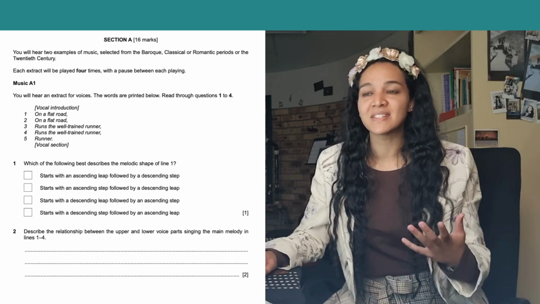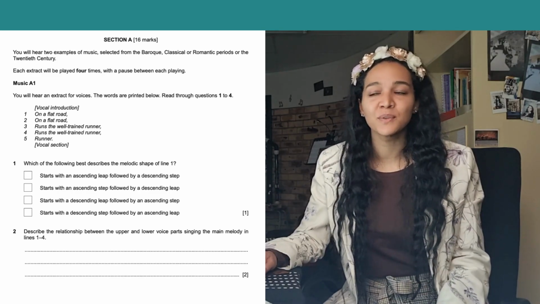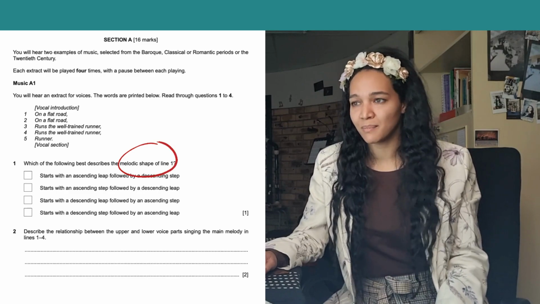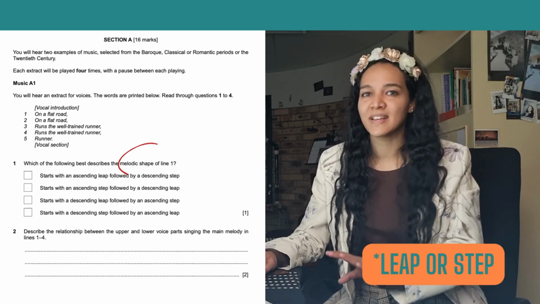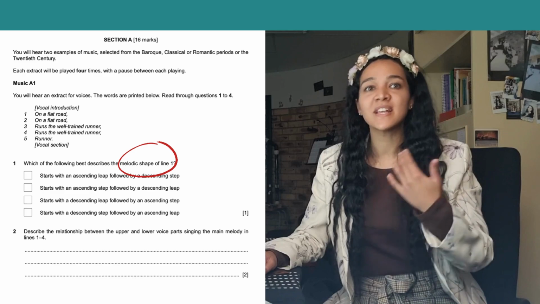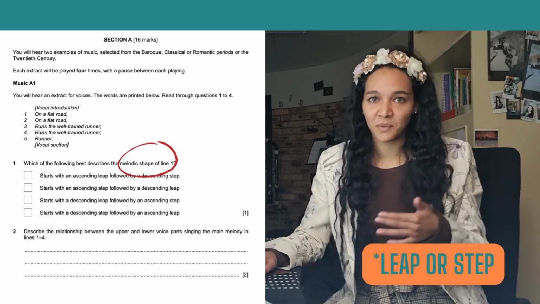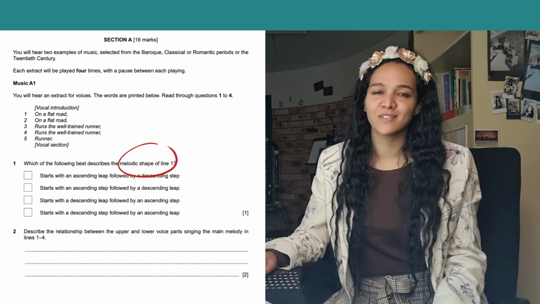So now we're going to hop right back into the listening so that we can answer questions 1 and 2. So we need to listen up. And the very first thing that we should listen to is the melodic shape of line 1. Because we need to know if it starts with an ascending or descending leap. And then what is that followed by? An ascending or descending leap. So let's listen and then we can answer our last 2 questions. Music A1, second playing.